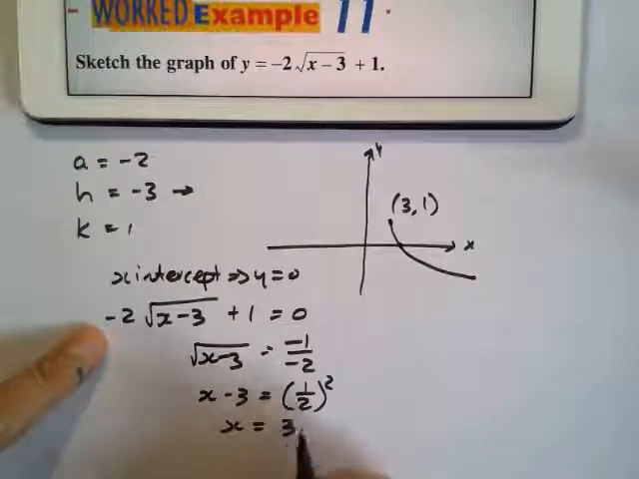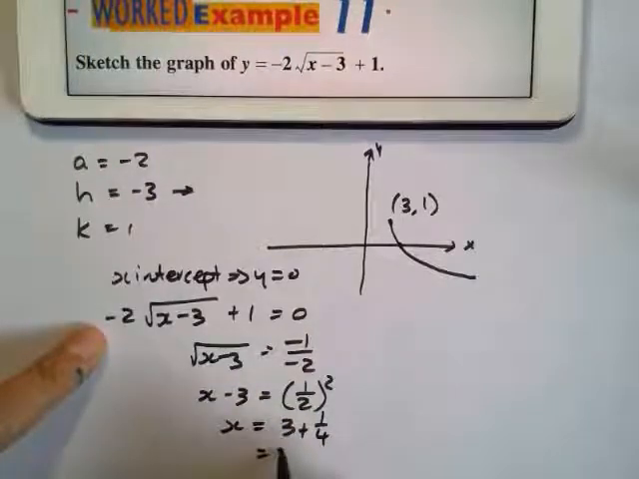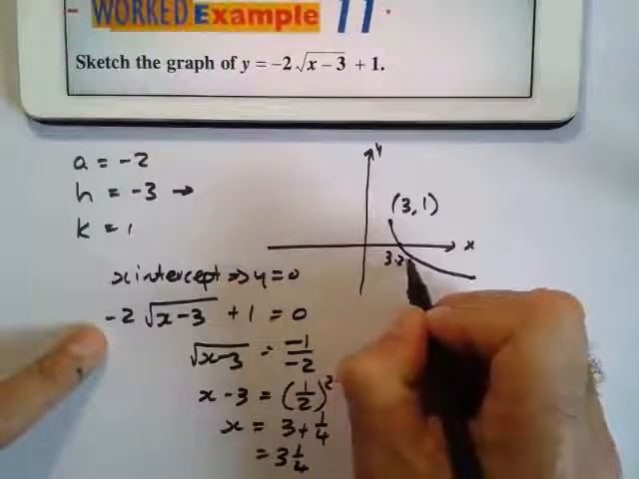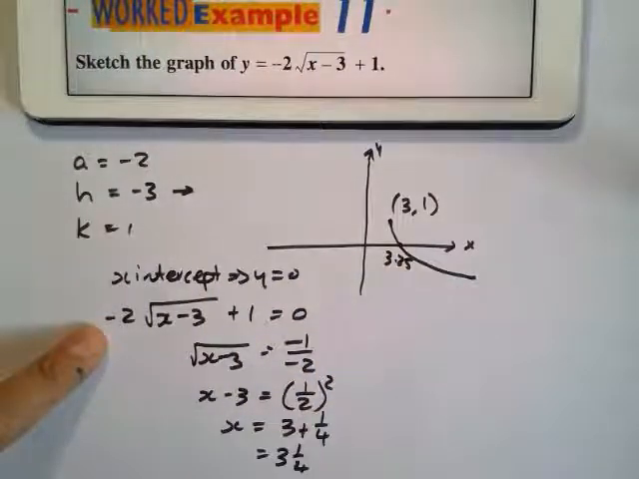That's positive 3 plus, if I square that, 1 squared is 1, 2 squared is 4, so it's 3 1/4, so x is 3 1/4, and you're going to say that is 3.25, or you can say it's 13/4. Draw that graph, it's going to go on forever, and that is your question done.